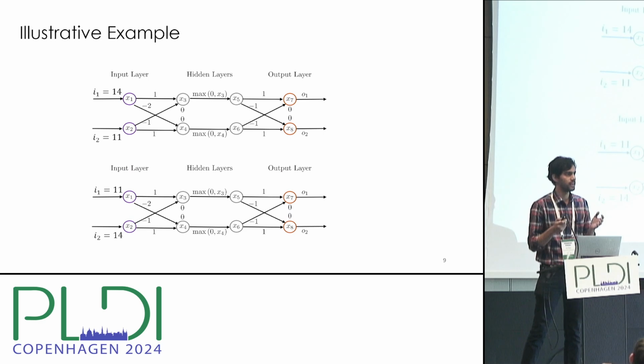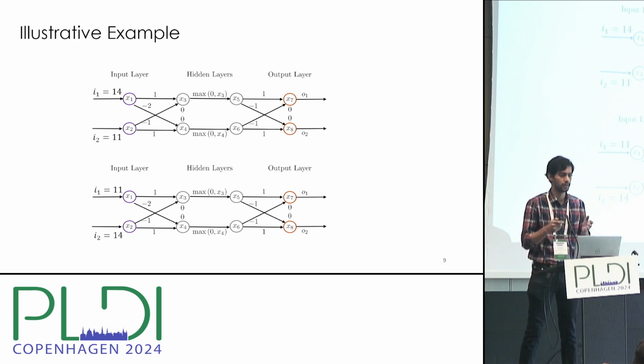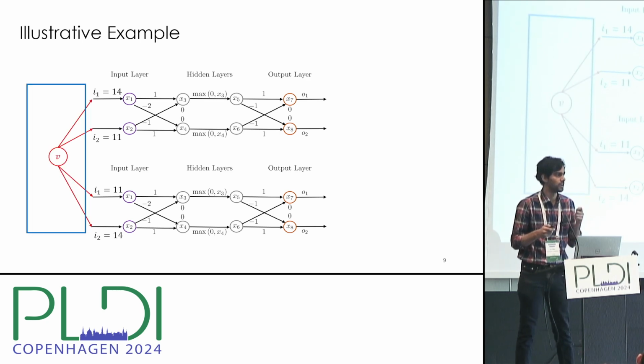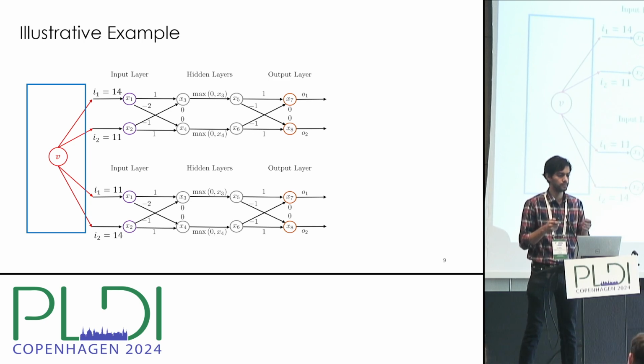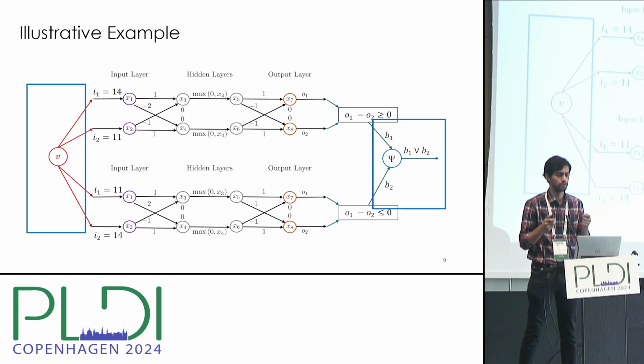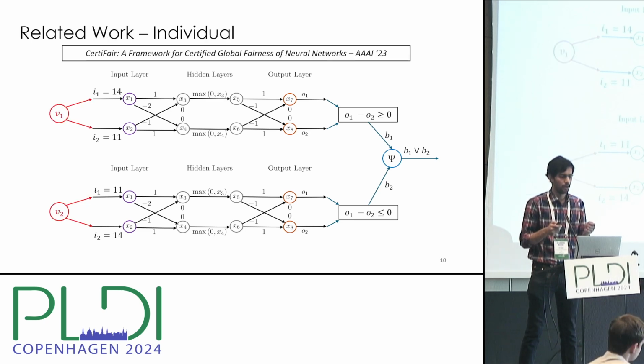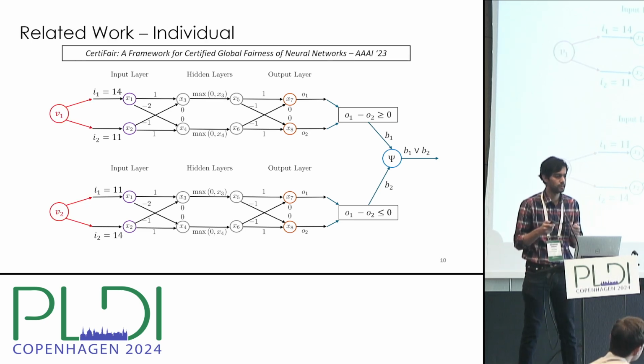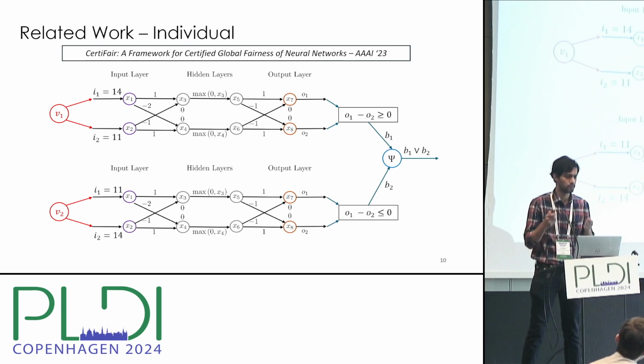Now, for this example, we construct a product network with 2 copies of the neural network, one for each execution, and we ensure that the same adversarial perturbation is applied to both the inputs, and also ensure the output specification is defined over the output of both the executions. Now, before coming to our algorithm, we will be briefly reviewing 2 of the existing works.